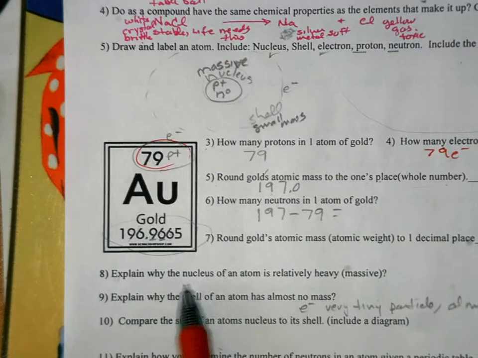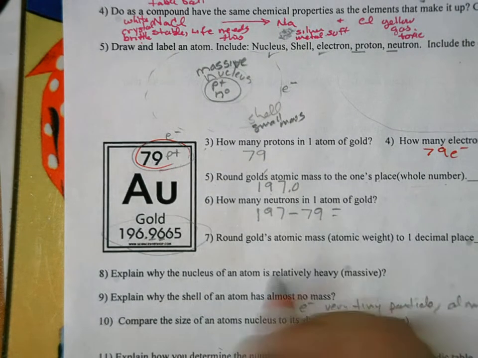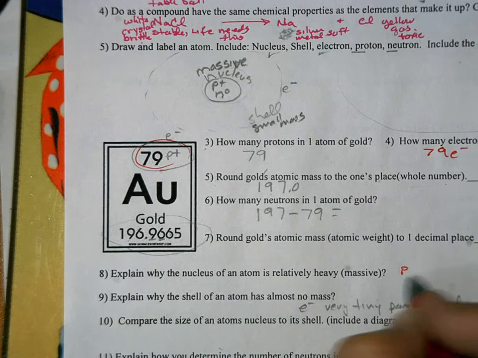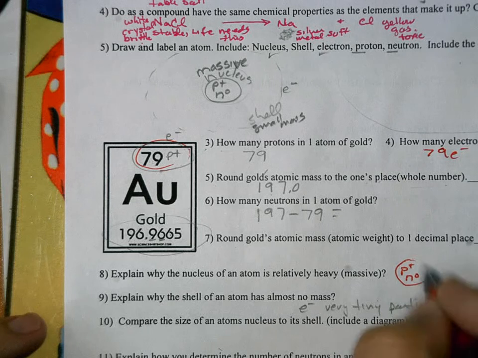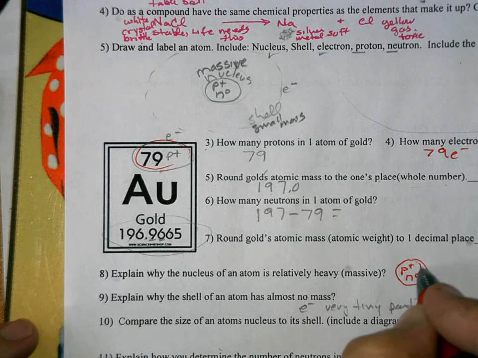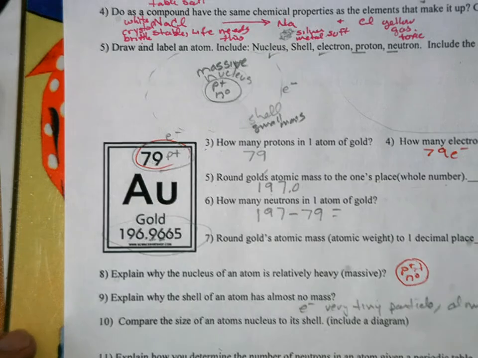And let's see, coming on down to the next one here, number 8. Explain why the nucleus of an atom is relatively heavy. Well, in the nucleus of the atom you have protons with the plus charge and neutrons with no charge. So they're jammed in there pretty close, really close in fact. So these particles have weight. Each has a weight of one atomic mass unit.